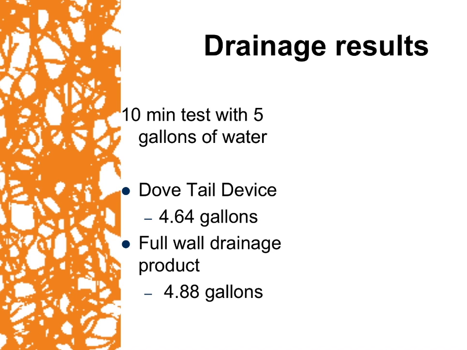Drainage results. A 10-minute test with 5 gallons of water was done on these 5x10 walls, with the number 1 wall with the 1 inch dovetailed mortar collection device draining out a total of 4.64 gallons, and the second wall with a full wall drainage mat draining out 4.88 gallons. The reason there's less moisture coming out of the number 1 wall is due to all those mortar dams or bridges collecting that moisture and not allowing it to drain out.